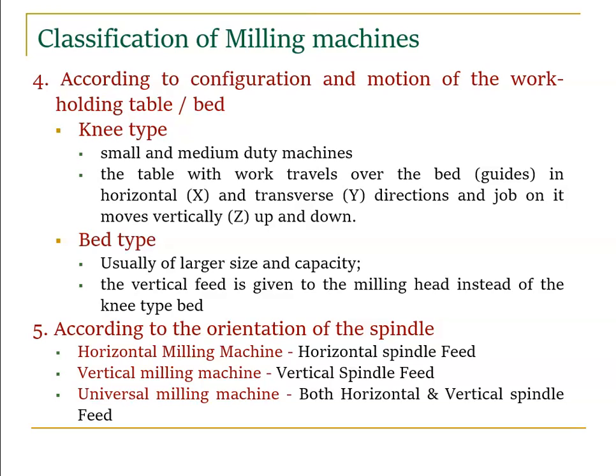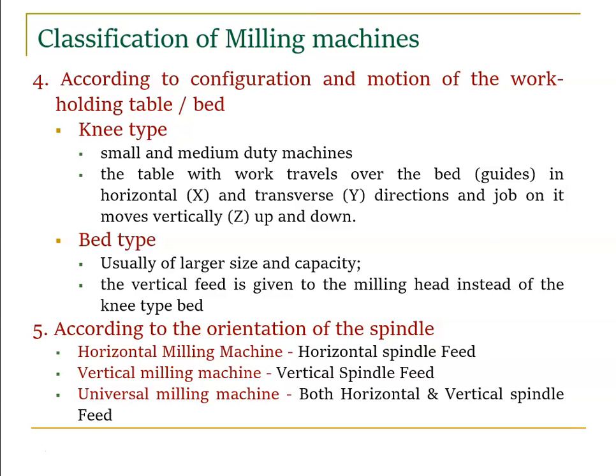Based on the configuration and motion of the work table, it will be knee type and bed type. Knee type is again a smaller unit and it can move in x, y and z directions. Bed type is again used for large size and capacity. The vertical feed is given to the milling head instead of the knee type bed.